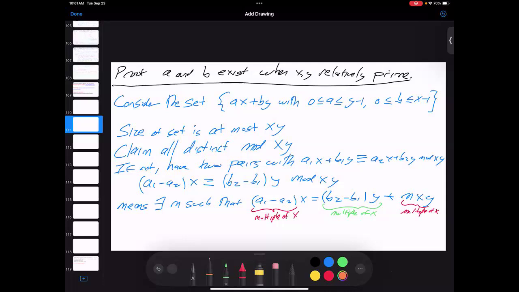So x, nothing that divides x can divide y, but this has to be a multiple of x. If it's going to be a multiple of x, and x can't divide y at all, what does x have to divide? It divides (b2 minus b1) times y. It has nothing in common with y, no factors in common with y. So what does x have to divide? It does have to divide xy, but we know (b2 minus b1) times y is a multiple of x. We know x has no factors in common with y. X can't divide anything in y. Nothing that divides x divides anything in y. But (b2 minus b1) times y has to be a multiple of x.